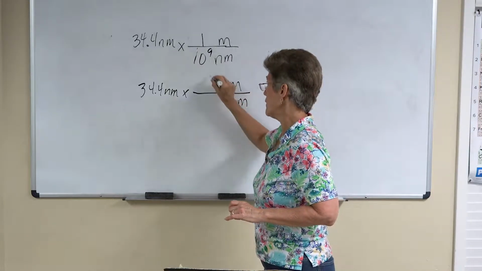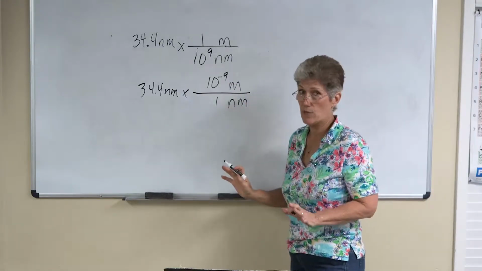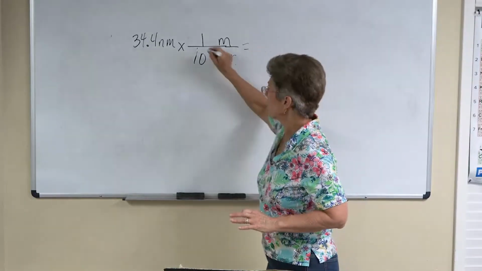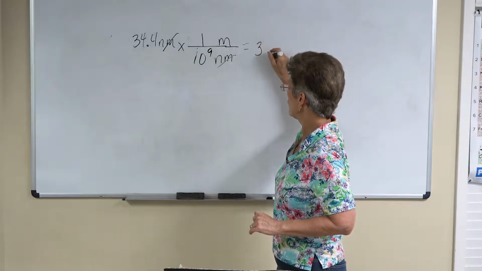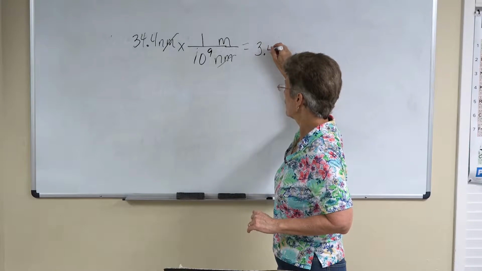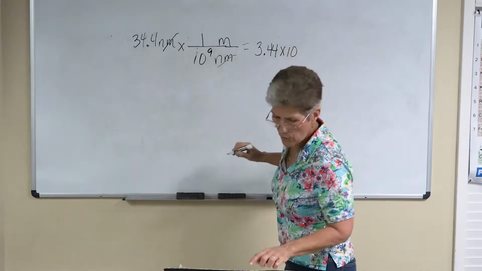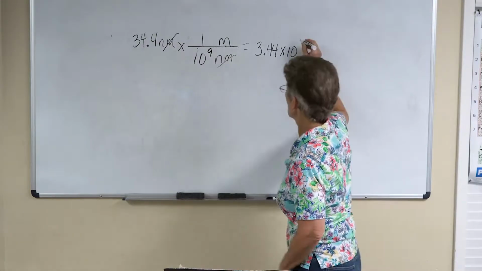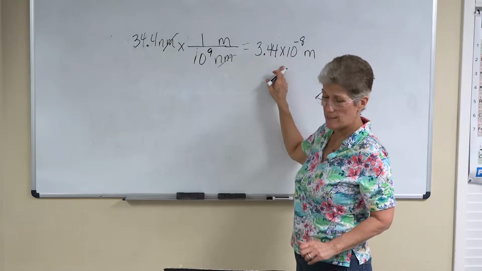You could have written this with 10 to the negative 9 and a 1. Either way will give you the same answer. And so that's going to cancel, and that's going to give you 10 to the negative 8th. Do it in your calculator, it's safer. But there it is in meters.